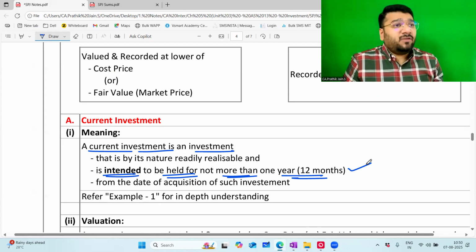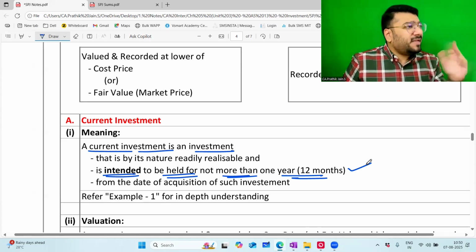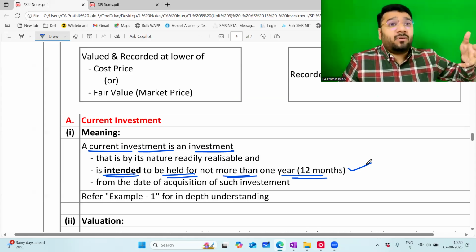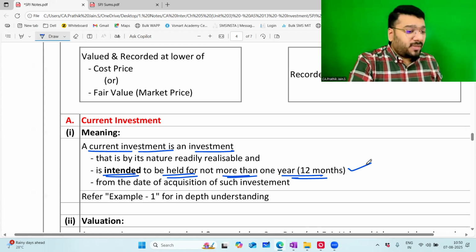So on the balance sheet date, as an auditor, I'm asking my client, what is your intention with this investment? Do you want to sell it in the next 12 months or beyond 12 months? If he says, no, I want to dispose of this in the next 3-4 months, if I get a good rate, I will dispose. So if his intention is to dispose in the next 3-4 months, then I will classify that investment as current. Otherwise, long term.